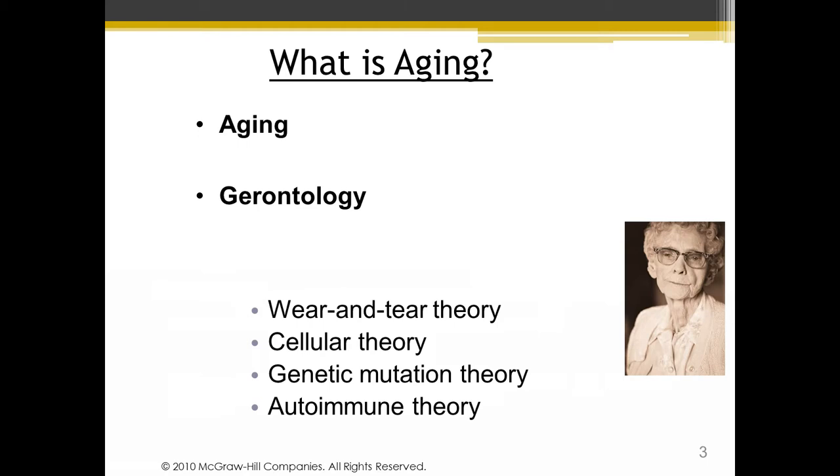When we look at gerontology, we come up with 4 different theories of aging. The first theory is the wear and tear theory. It says, like everything else in the world, the human body wears out. The more we abuse our bodies, the faster we will age.